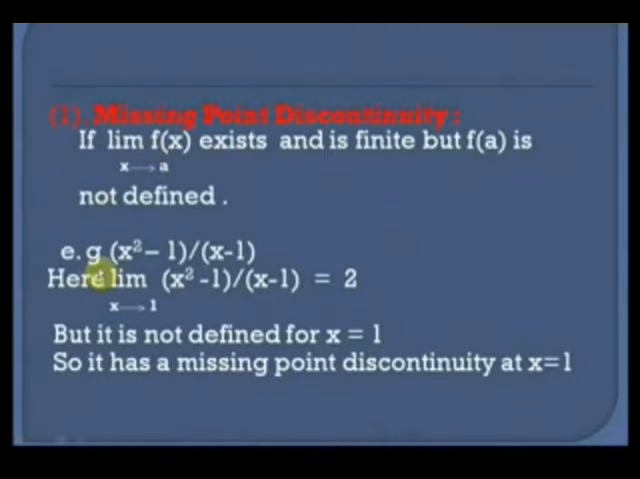For example, consider the function (x² − 1)/(x − 1). The limit of (x² − 1)/(x − 1) when x tends to 1 is equal to 2, because this can be written as x + 1, and hence it is equal to 2. But we also see that the function becomes undefined when x is equal to 1. So the point x equal to 1 is a missing point discontinuity. That is, the point x equal to 1 is missing from the domain of x.